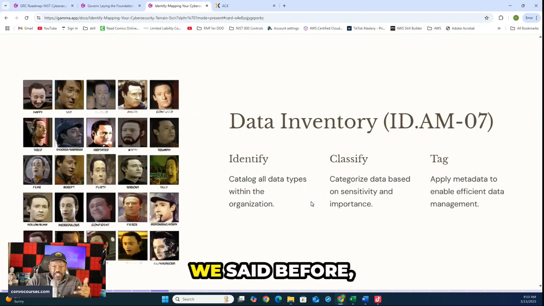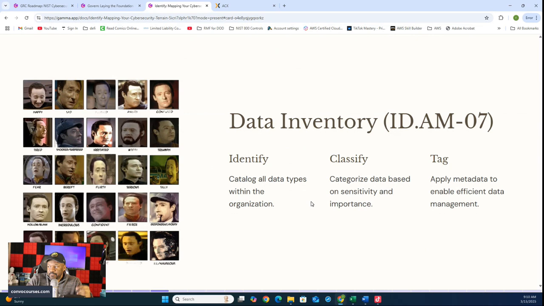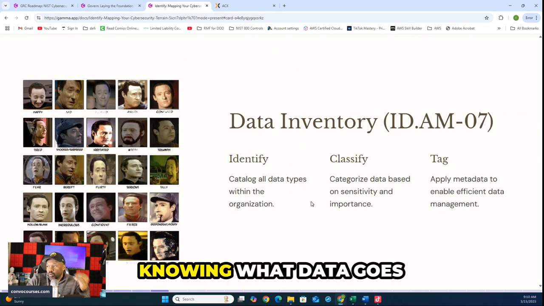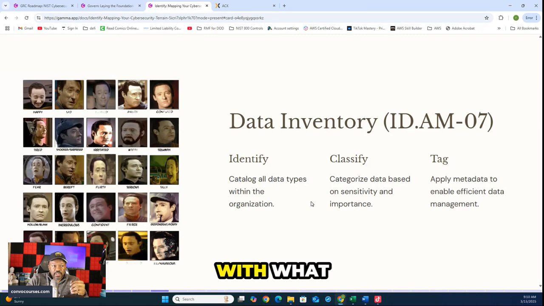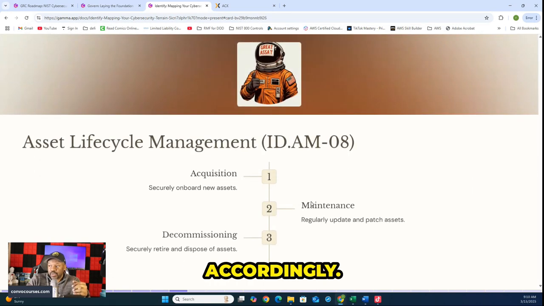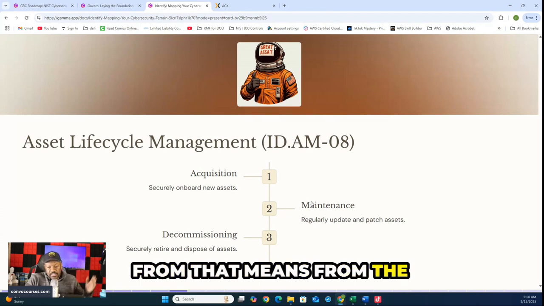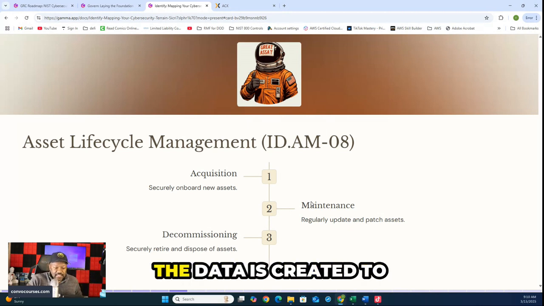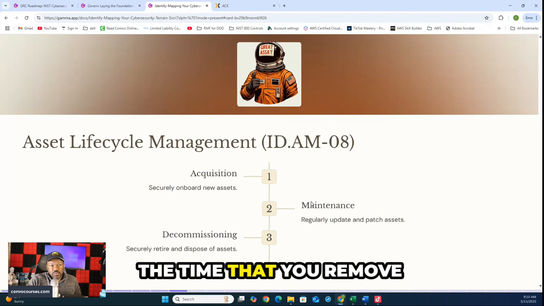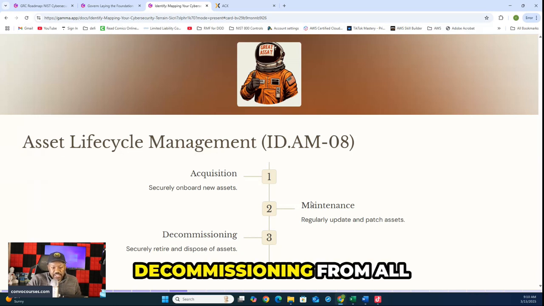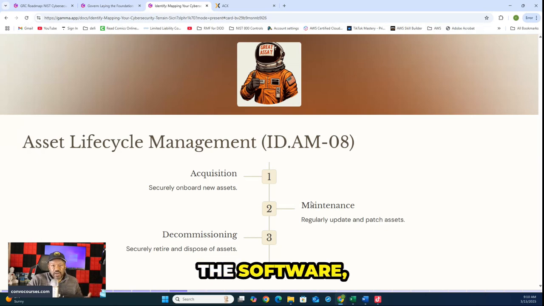Data inventory is, like we said before, classifying the information, identifying and tagging it, knowing what data goes with what mission essential functions, and then protecting them accordingly. Asset lifecycle is super important. That means from the time the data is created to the time that you remove it, you're keeping track of it. From acquisition to decommissioning, for all of your assets, not just the data, but the actual hardware and the software. It has a life cycle that you're tracking on a regular basis.